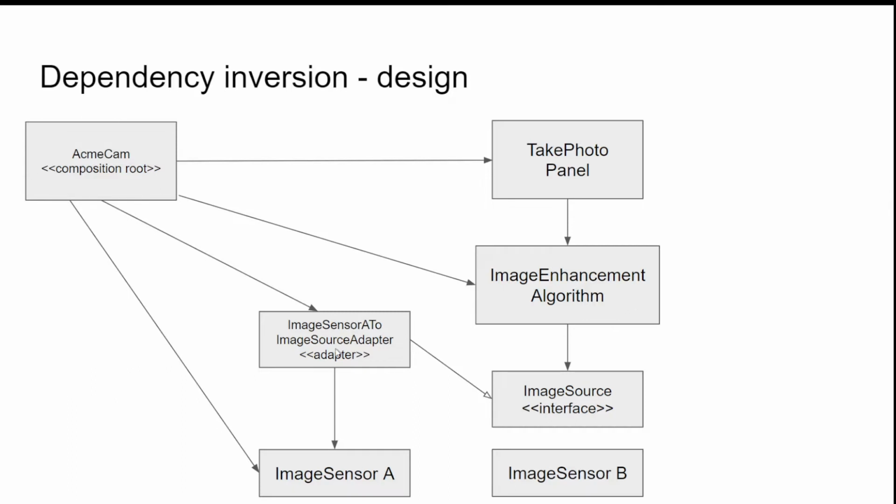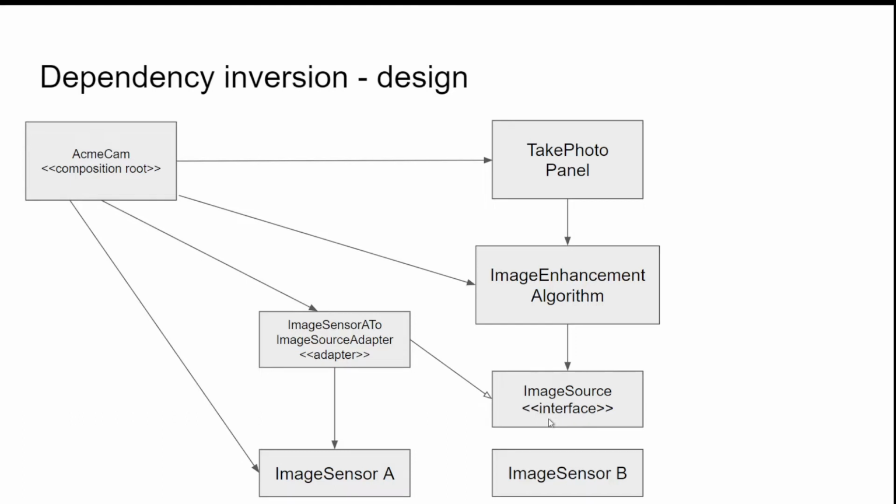What is different to the previous step, to the dependency injection, is mostly here in the bottom part. In the previous step, in the dependency injection step, we had a common interface that image sensor A and image sensor B implement, but actually that interface is now gone. And there is another interface. This is the image source.